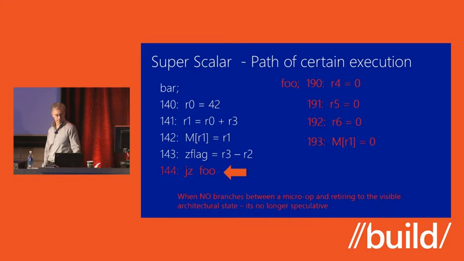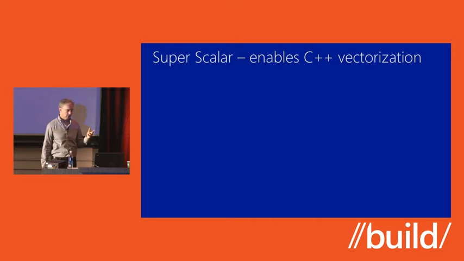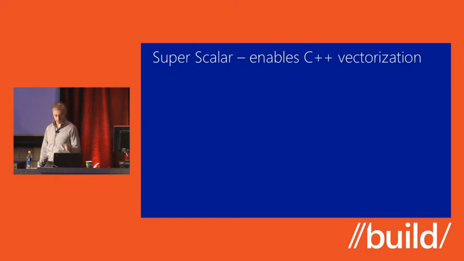If the architectures didn't have that capability, it would really thwart being able to productively vectorize general purpose C++. And I'm going to explain why. These are two tricks that you might want to use in your applications.